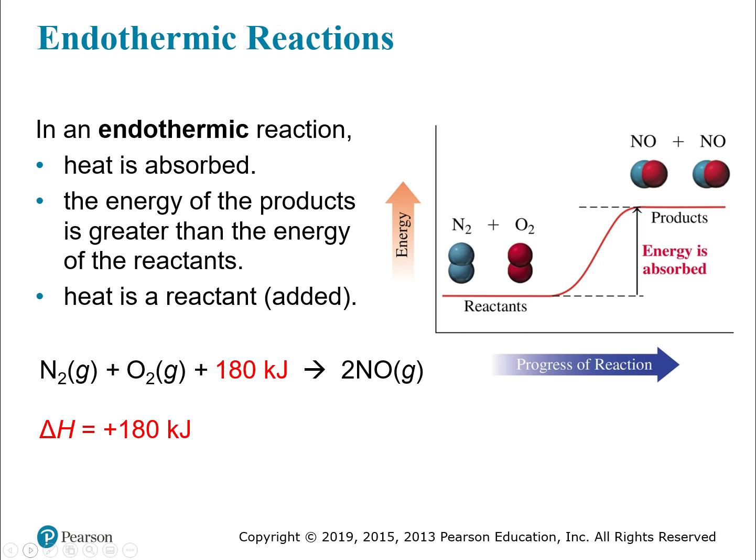If you have an endothermic reaction, the energy of the products is greater than the energy of the reactants, and you're absorbing heat to make that reaction happen. When you're writing the heat into the equation, it's a reactant. We talked about that delta over the arrow. That's what you would see here if you're writing a chemical equation, because we're adding heat as a reactant. Your delta H is going to be positive for heat being absorbed.